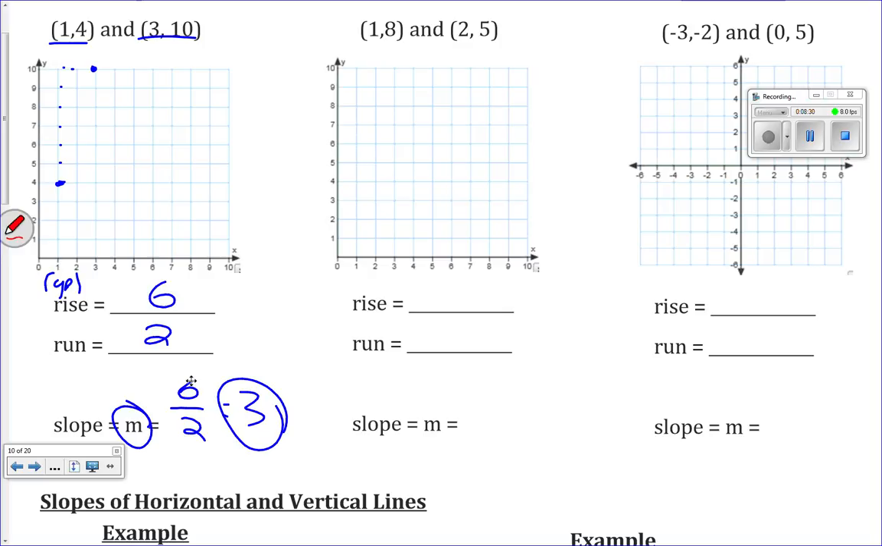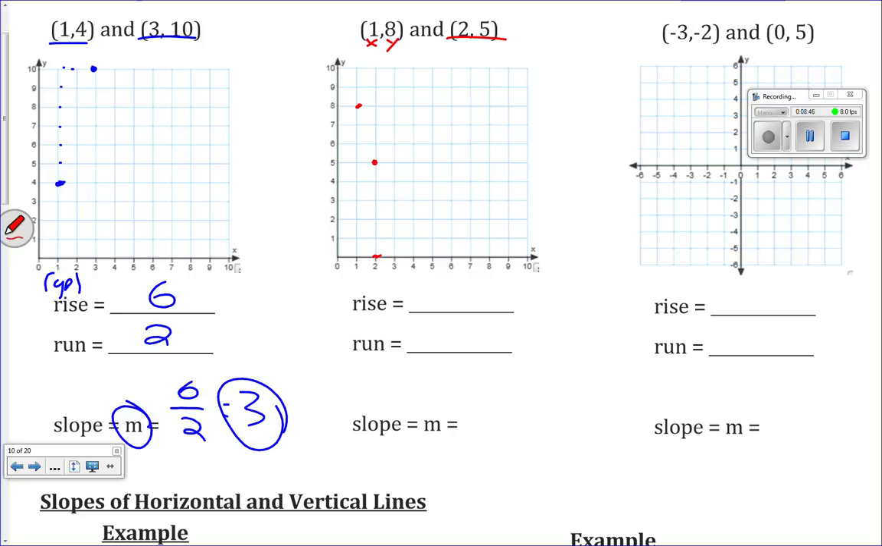Let's do the second one. 1, 8, and 2, 5. So I go over 1 and up 8. Remember, x always comes first. Y is always second. Then I go over 2 and up 5. This one's going down, isn't it? That's going to be interesting.